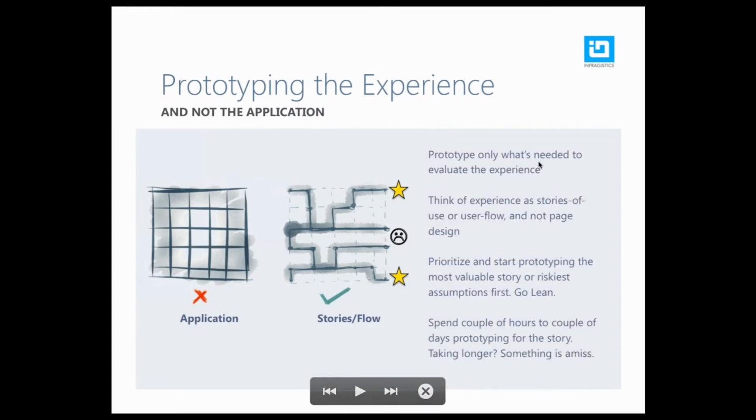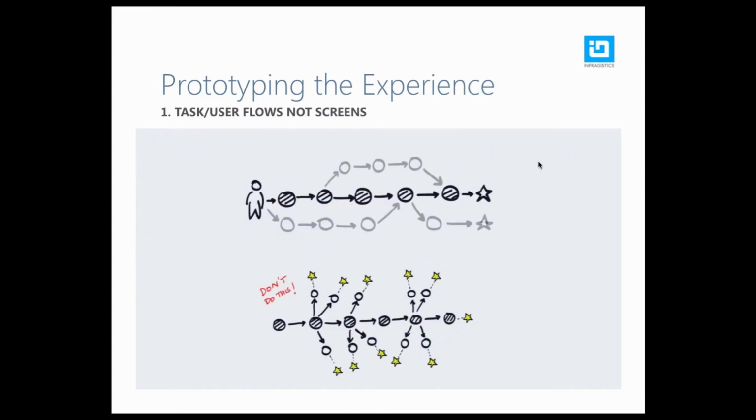But what we want to do is we only want to prototype what's needed to evaluate the experience. So what that means is instead of trying to create that entire grid in your prototype, what you're trying to do is map out these user flows, which are of interest to the user, which let them progress towards the star, which refers to a user goal. So for example, you can think about prototyping an ATM interface, right? Everybody is familiar with what an ATM interface does. You can withdraw money, deposit checks, and so on. But those, withdraw money, deposit checks, these are user goals.